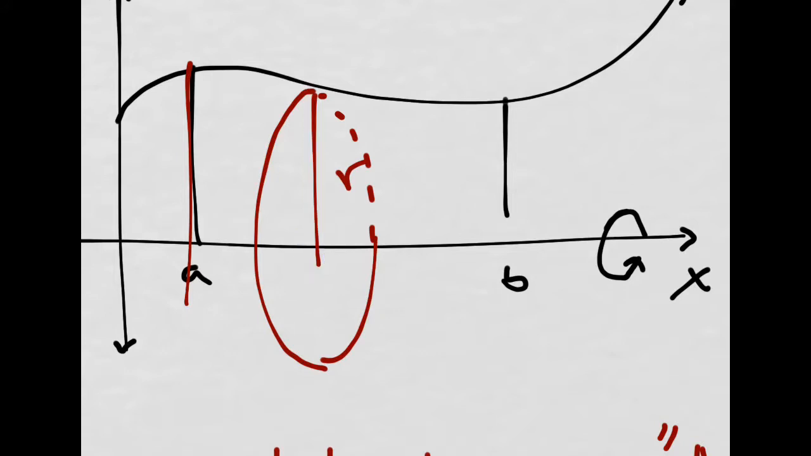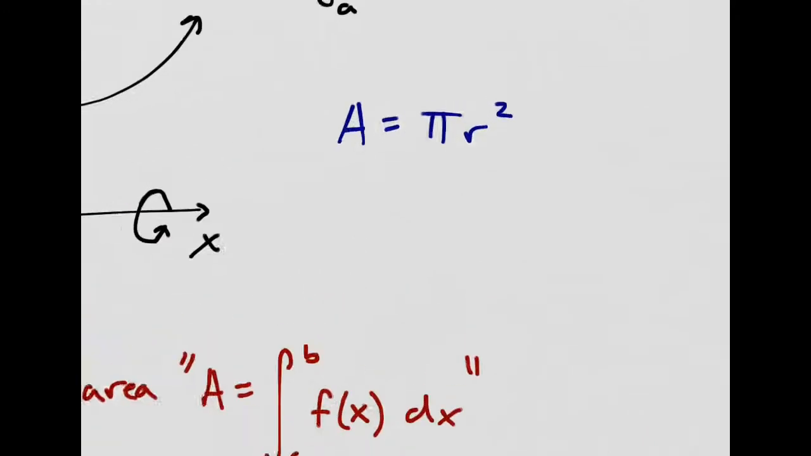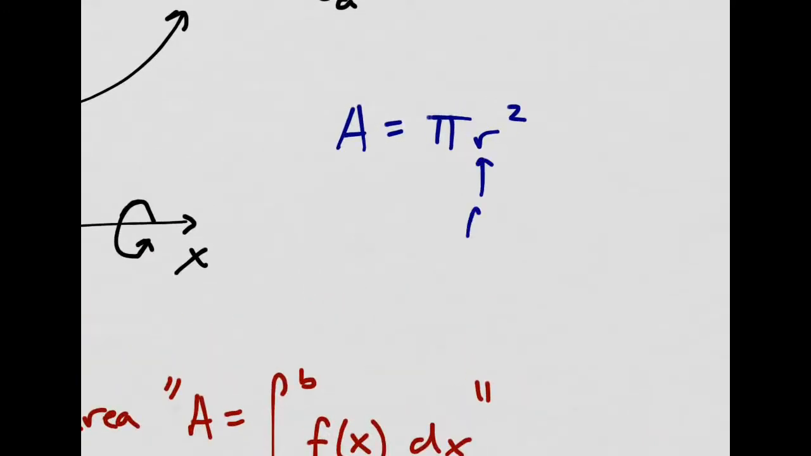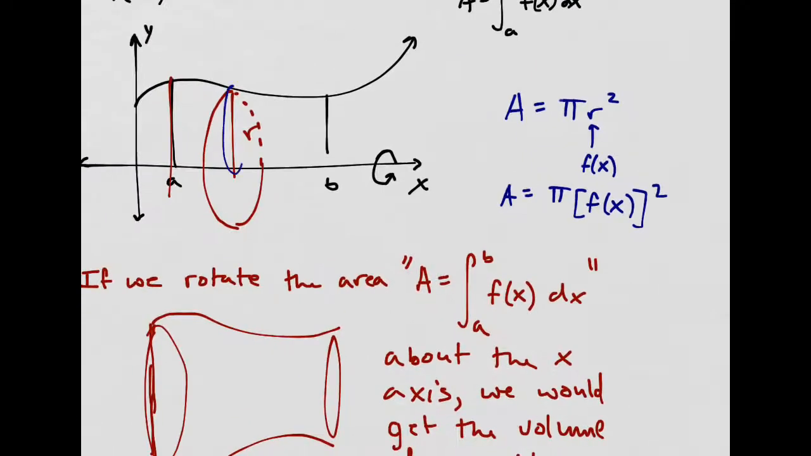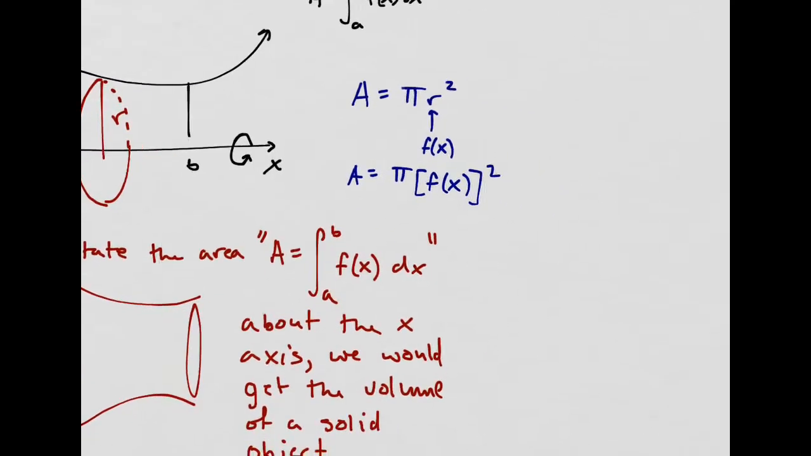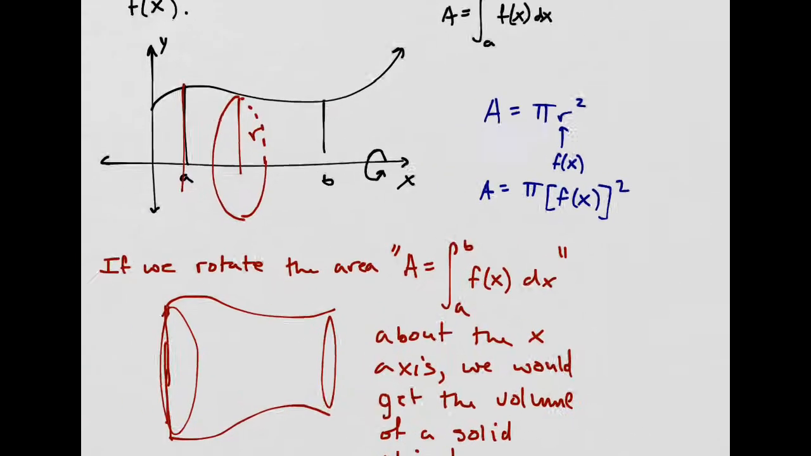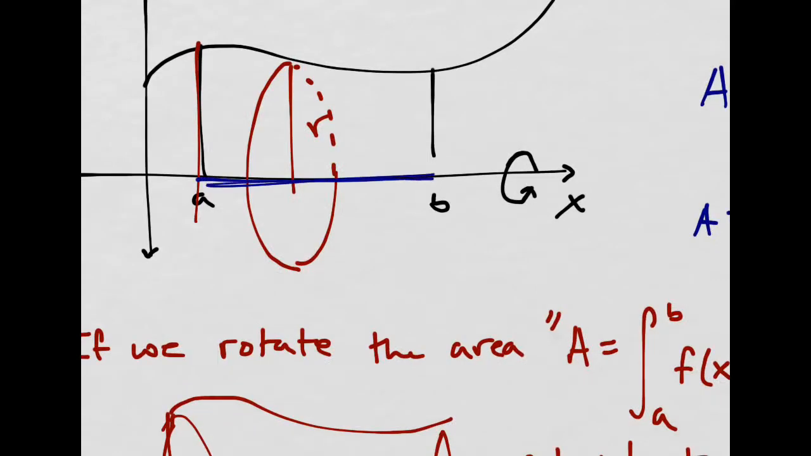You plug in whatever value this is, and f of x would give you this distance. So this distance would be f of x for whatever x value. So the area of that little disk would be pi times f of x squared, because f of x is this distance. You plug in some x value and it gives you the y value. That y value is that distance right there. So if we wanted the whole entire volume, we could integrate that area from A to B.